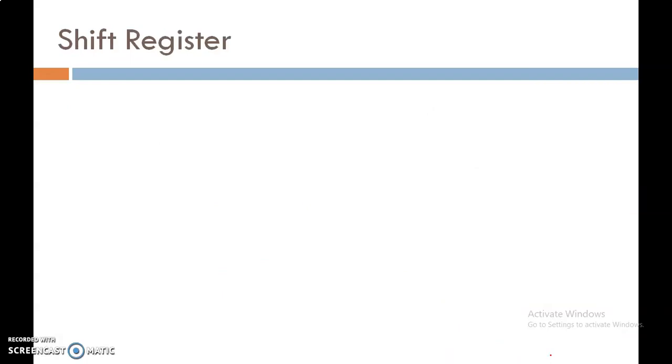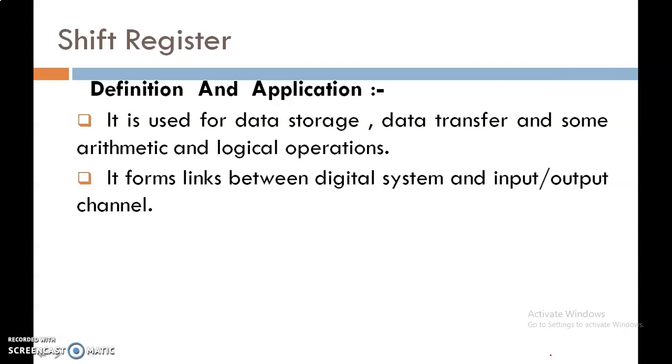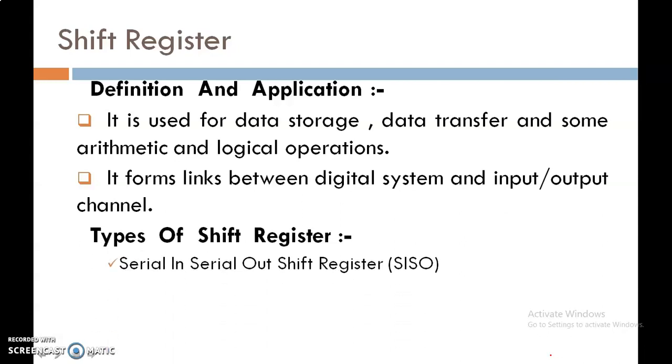Now next is shift register. First of all, definition. Shift register is used for storage of data, then data transfer, and to perform some arithmetic and logical micro operations. It forms links between digital system and I/O channel. Now types of shift register. First is according to the way data comes into the register or goes out from the register. Based on that, there are 4 types of shift register.